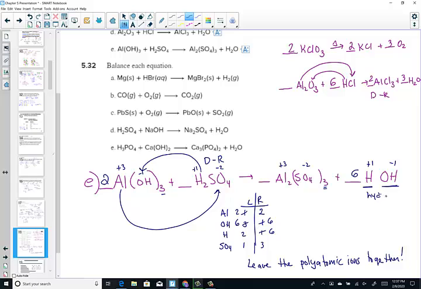I really just want you to think of water as hydrogen hydroxide. When you're balancing in a double or even a single replacement reaction, this is so much easier than to separate out the O's and the H's.